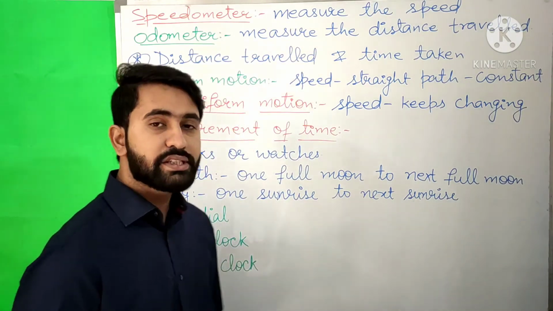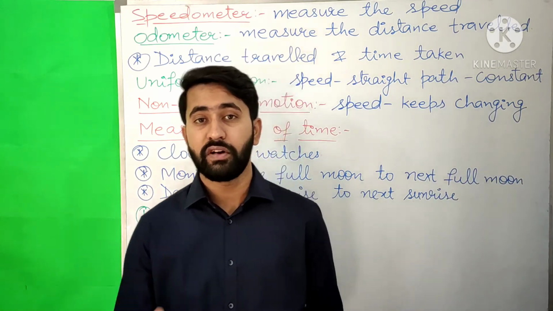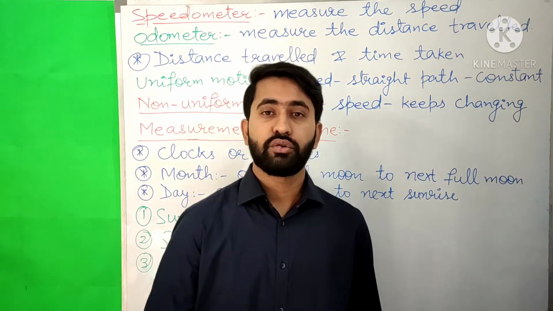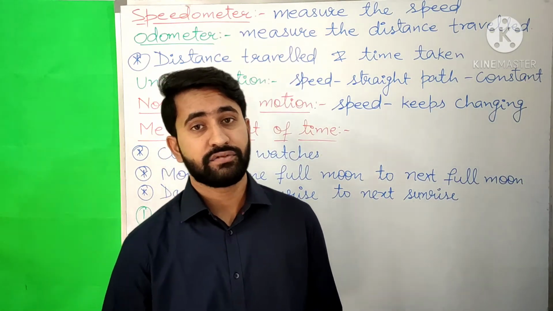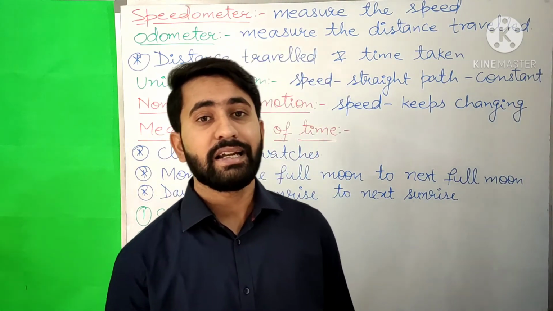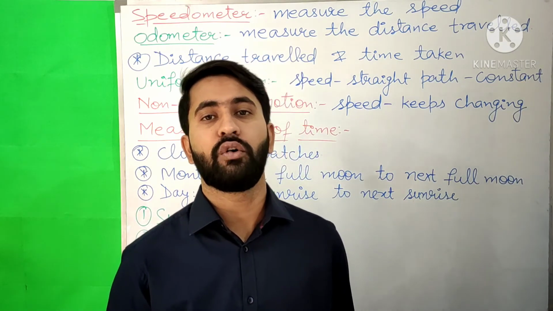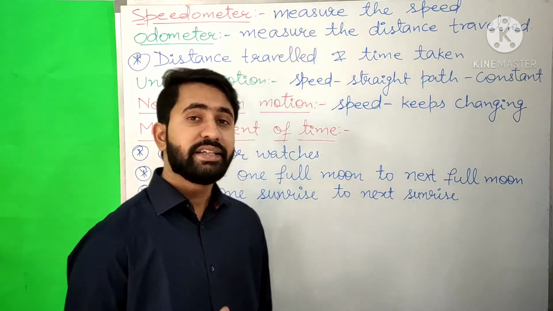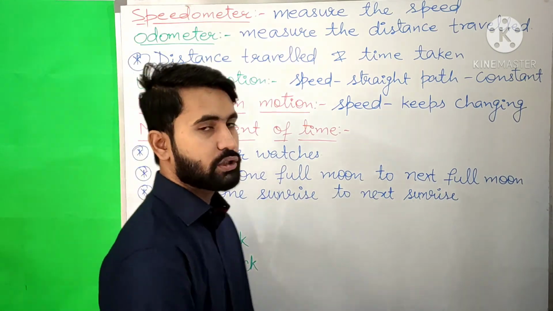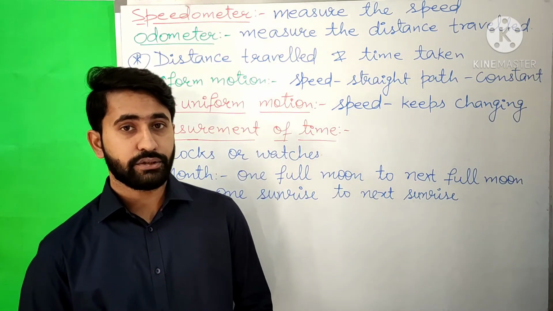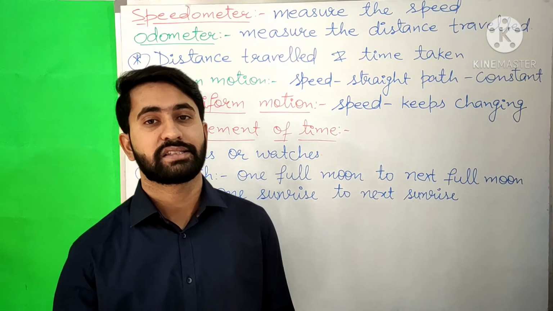Water clock uses the rate at which the water flows from one vessel to the other vessel to measure the time. Every time the upper vessel is filled with water, it takes equal time to drip the whole water into the lower vessel. These devices such as sundial, sand clock and water clock cannot be used to measure very small times such as minutes and seconds.